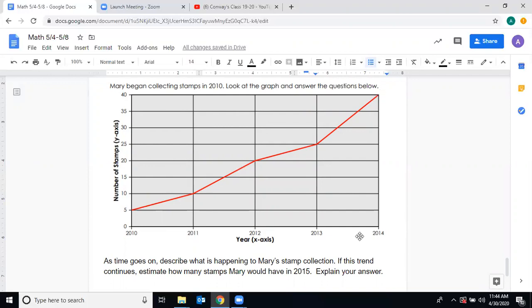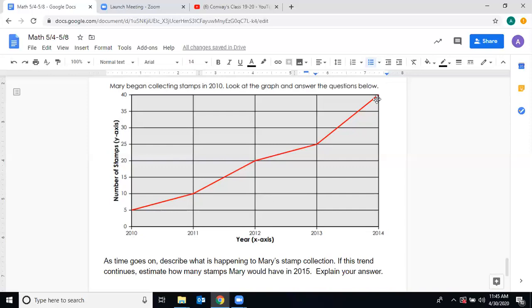Well, what I would do is take a look at 2014. She had 40 stamps. When I take a look at 2013, she had 25 stamps. I take a look at 2012, she had 20 stamps. I take a look at 2011, 10 stamps. And then I take a look at 2010, she had 5 stamps. So I notice that I'm going up 5, 10, then I go up to 20, and then 25, and then I skyrocketed up to 40.